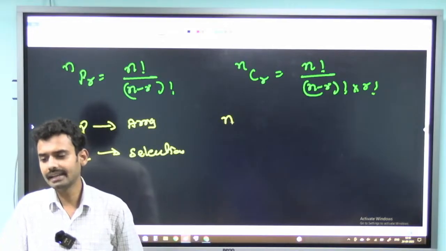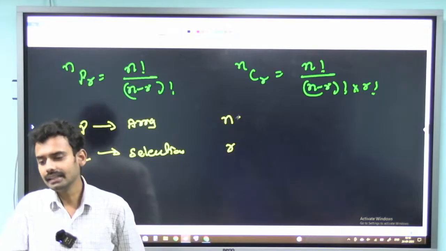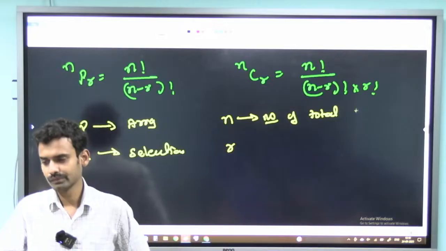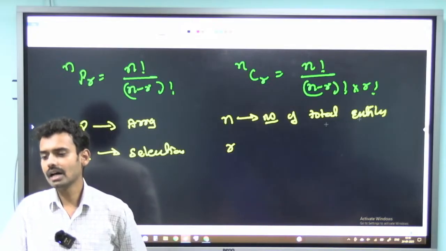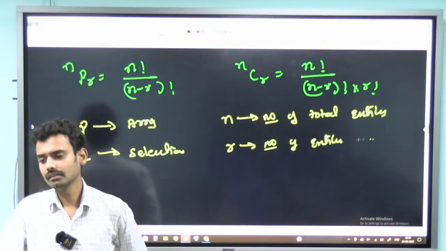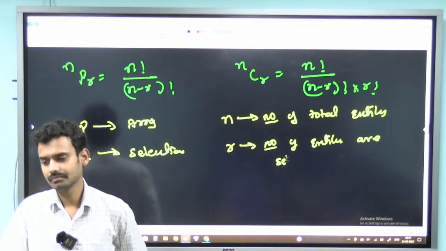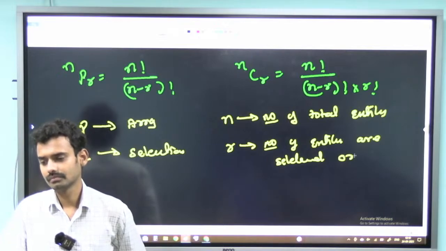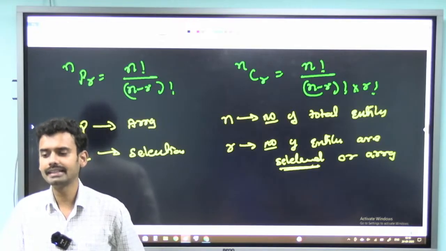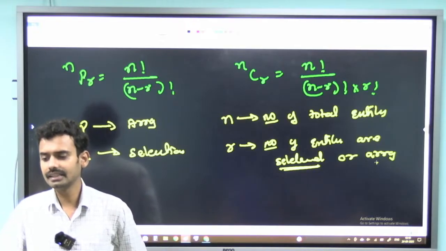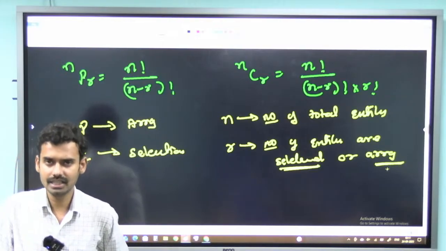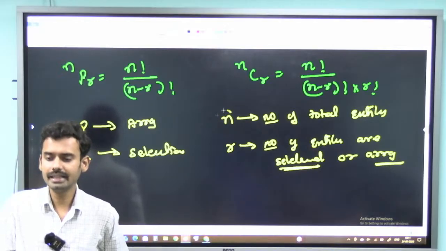Now what is n and what is r? n is nothing but the number of total entities, and r is nothing but the number of entities that are selected or arranged. So if it is the case of combination, I will say it as the number of entities that are selected at a time, and if it is permutation, then I will say it as the number of entities that are arranged at a time. So this is the meaning of n and r.